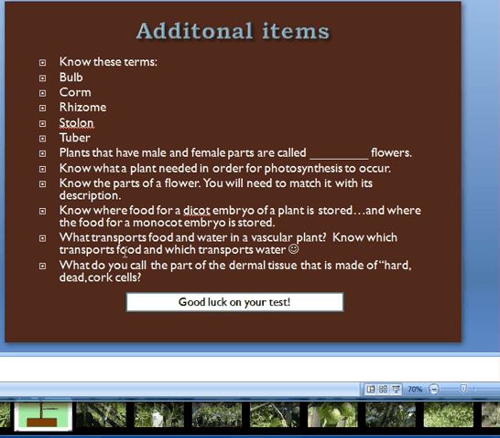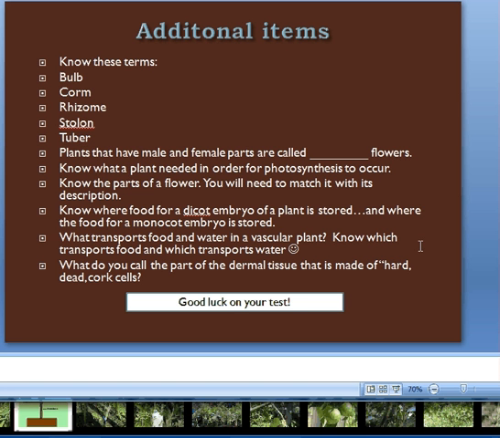And I'd like you to know what transports food and water in a vascular plant. I'll tell you one, xylem. You need to know which one transports food and which one transports water. So I've given you xylem, it's X-Y-L-E-M. You're going to have to know, does that transport the food or does it transport the water? Okay. And what do you call the part of the dermal tissue that's made of hard, dead cork cells in a plant or a tree?